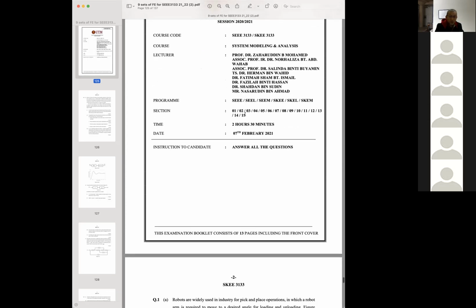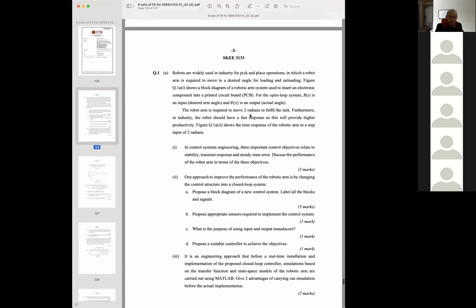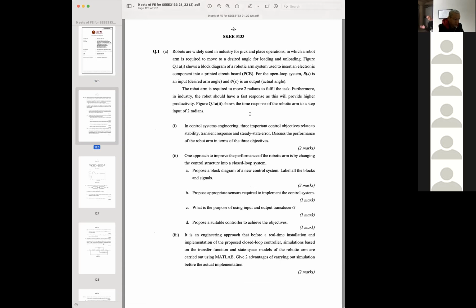Henrita bacakan soalan nombor 1. Question 1A. Robots are widely used in industry for pick and place operations, in which a robot arm is required to move to a desired angle for loading and unloading. Figure Q1A 1 Roman shows a block diagram of a robotic arm system used to insert an electronic component into a printed circuit board, PCB.